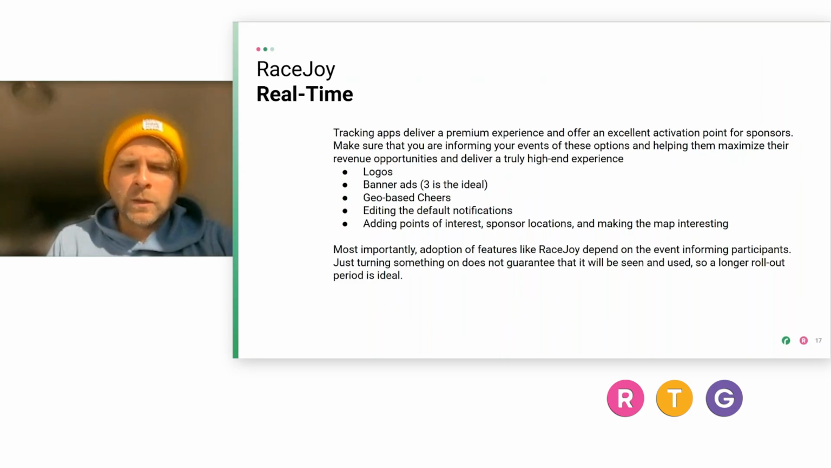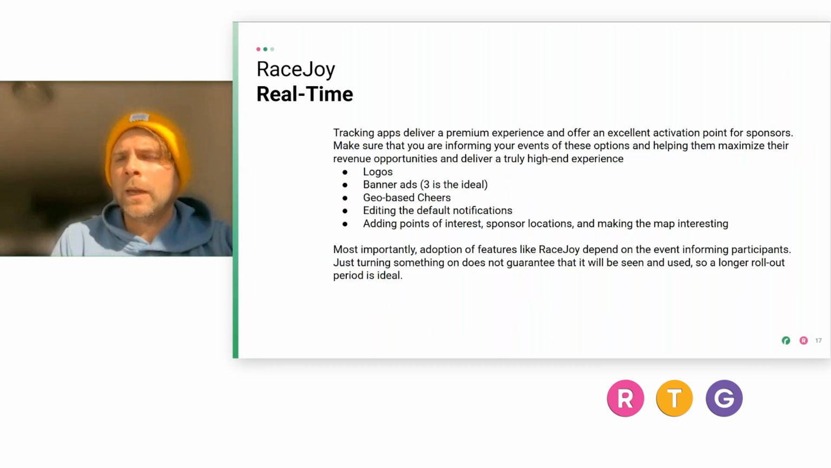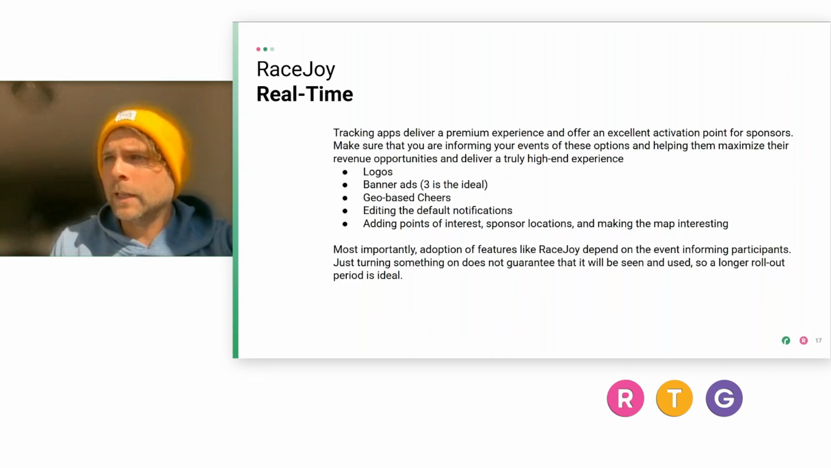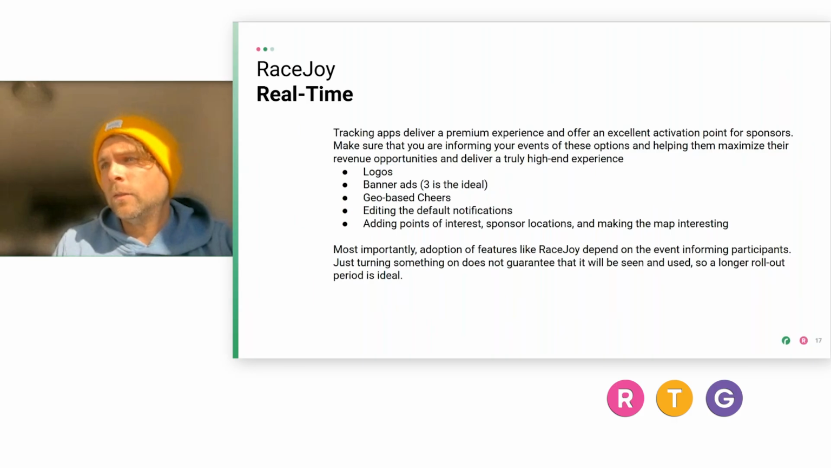And again, the adoption of RaceJoy by spectators is really contingent on communicating with them, which means you want to have this planned out early. You want to make sure that the organizers are really informing both participants and spectators that RaceJoy is out there, that they can track their participant either through GPS or through chip timing if you're offering that. But again, if they're not telling people, you're not going to get everyone listening to that.